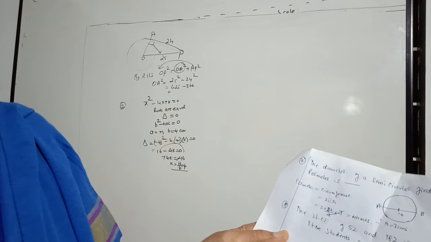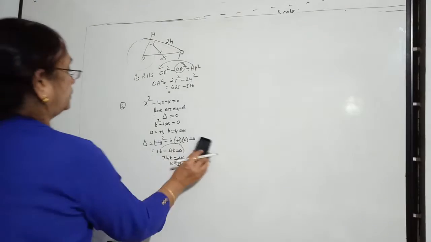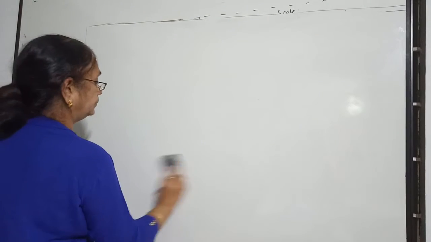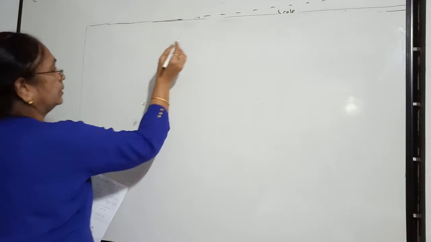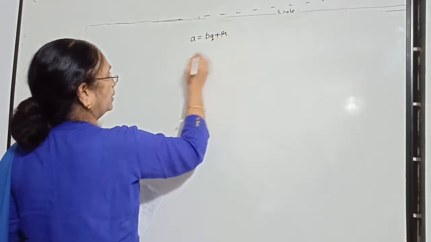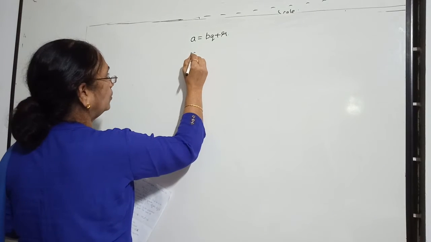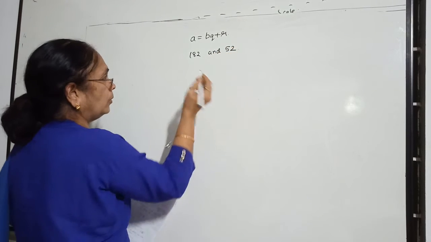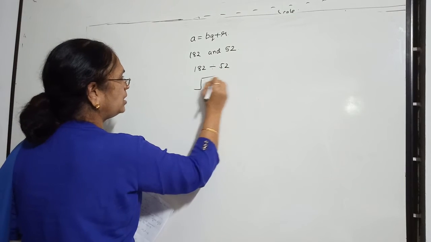Now is the important one. Find the HCF of 52 and 182 by Euclid's division lemma. Euclid's division lemma, a is equal to bq plus r. Here this is HCF of 182 and 52. How to do? 182 divided by 52. So you just divide as usual.